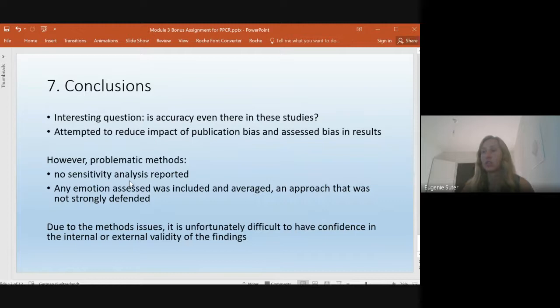In addition, they included any of the 6 major emotional expressions, and they then averaged across these. And I found that that approach was not strongly defended in the paper. So I might have found this paper more valid had they looked at a more restricted question and looked at just one of the emotions. So overall, due to the methods issues, I find it unfortunately difficult to have confidence in either the internal or by extension the external validity of the findings in this review.